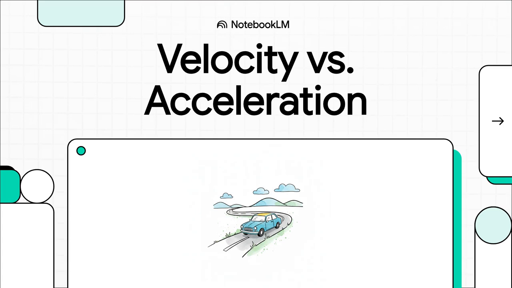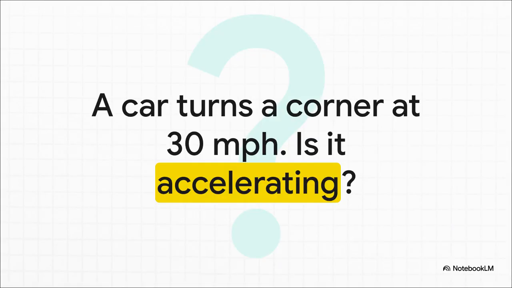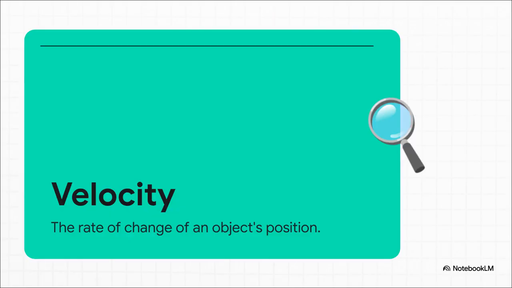Okay, let's talk velocity versus acceleration. You hear these terms a lot, but what's the real difference? So here's a classic physics puzzle. A car turns, holding a steady 30 miles per hour. Is it accelerating? To solve that, we first got to nail down what velocity really means.